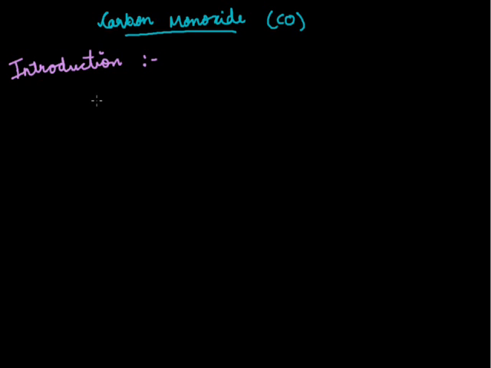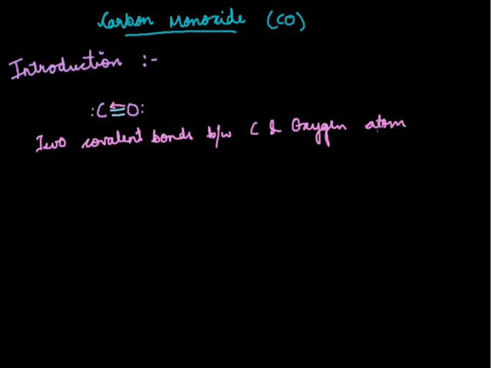In carbon monoxide, the carbon and oxygen are bonded by three bonds. There is the presence of two covalent bonds and one coordinate bond. So this is the structure of carbon monoxide. There is one carbon atom and one oxygen atom, and between carbon and oxygen there are two covalent bonds and one coordinate bond.